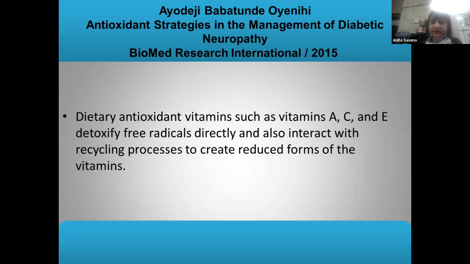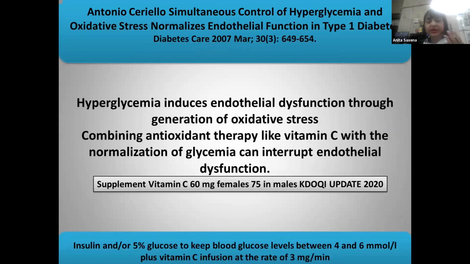Now, dietary antioxidant vitamins such as vitamin A, C, and E detoxify free radicals directly and also interact with recycling processes to create reduced forms of vitamins. Hyperglycemia induces endothelial dysfunction through generation of oxidative stress. Therefore, combining antioxidant therapy like vitamin C with the normalization of glycemia can interrupt endothelial dysfunction. The study has shown supplementation of vitamin C in patients has really been very, very effective.